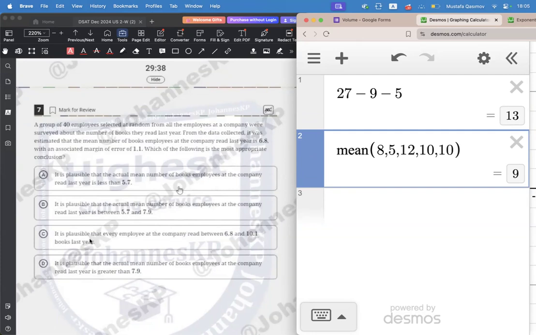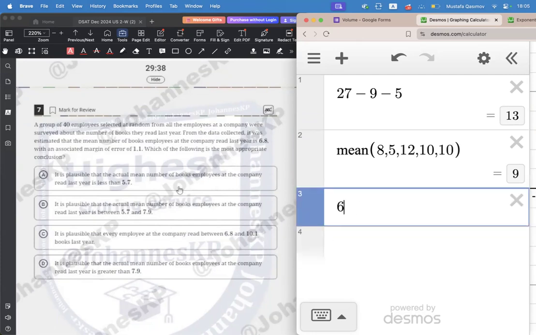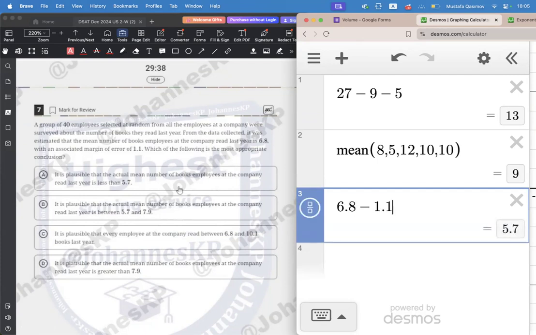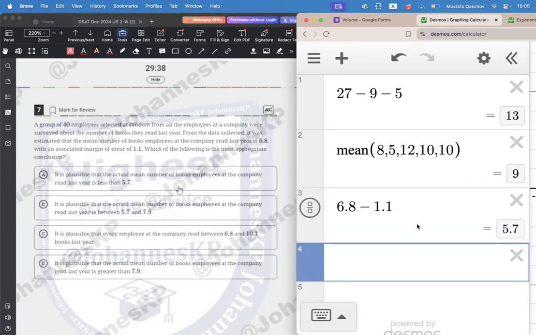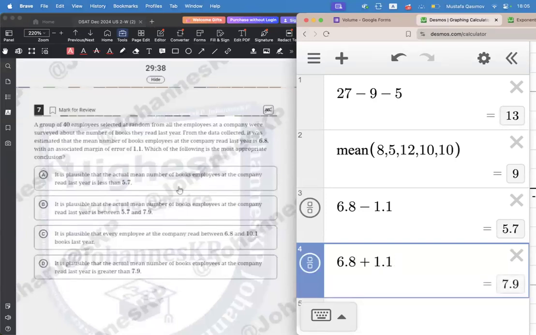Mean is equal to 6.8 and margin of error is 1.1. You have to add it and you have to subtract it. Then you will get answer. So answer is 7.9 and 5.7, B. But also you have to be careful here. It must be between these two values and it must be plausible.